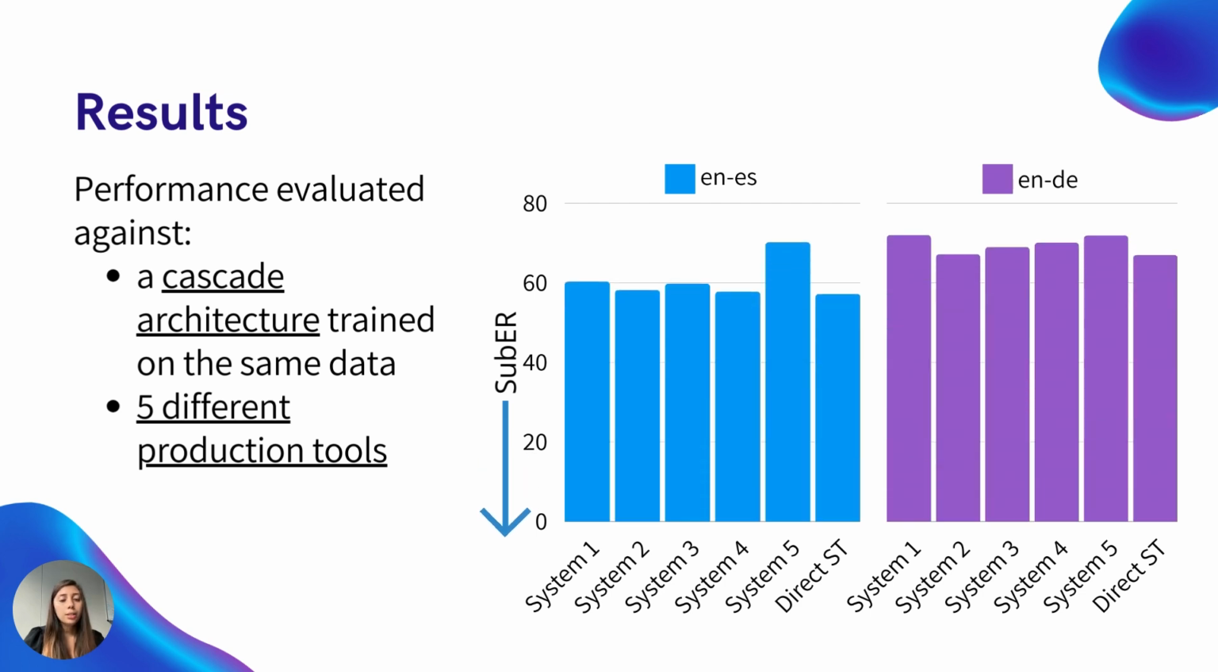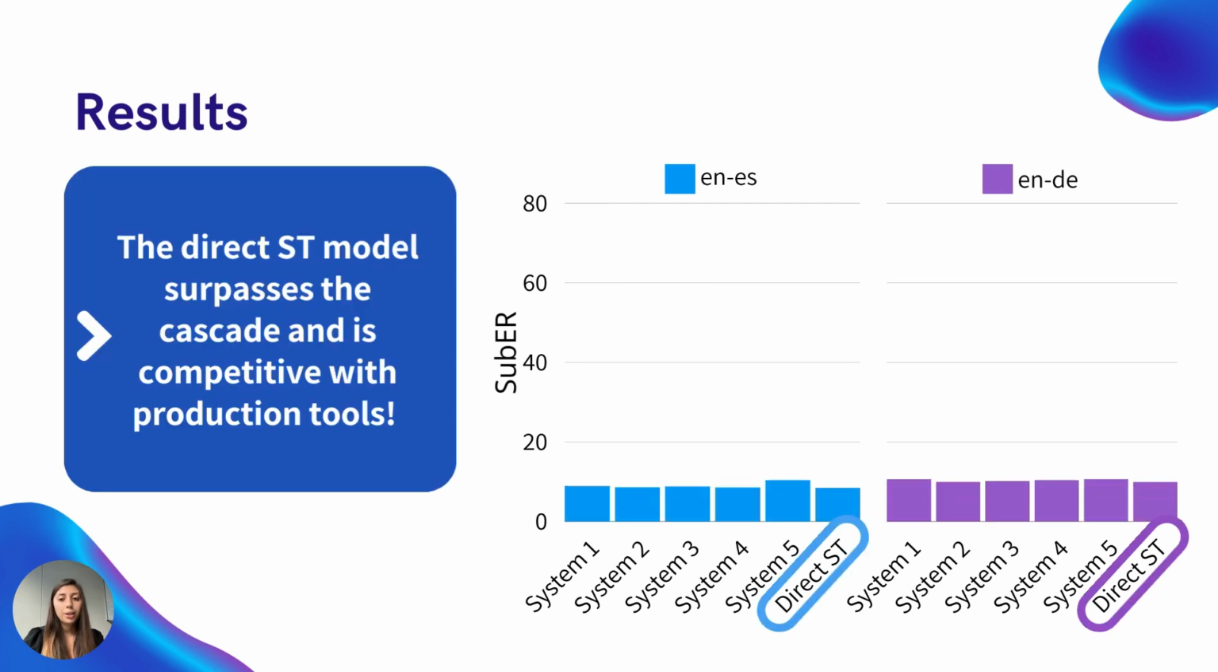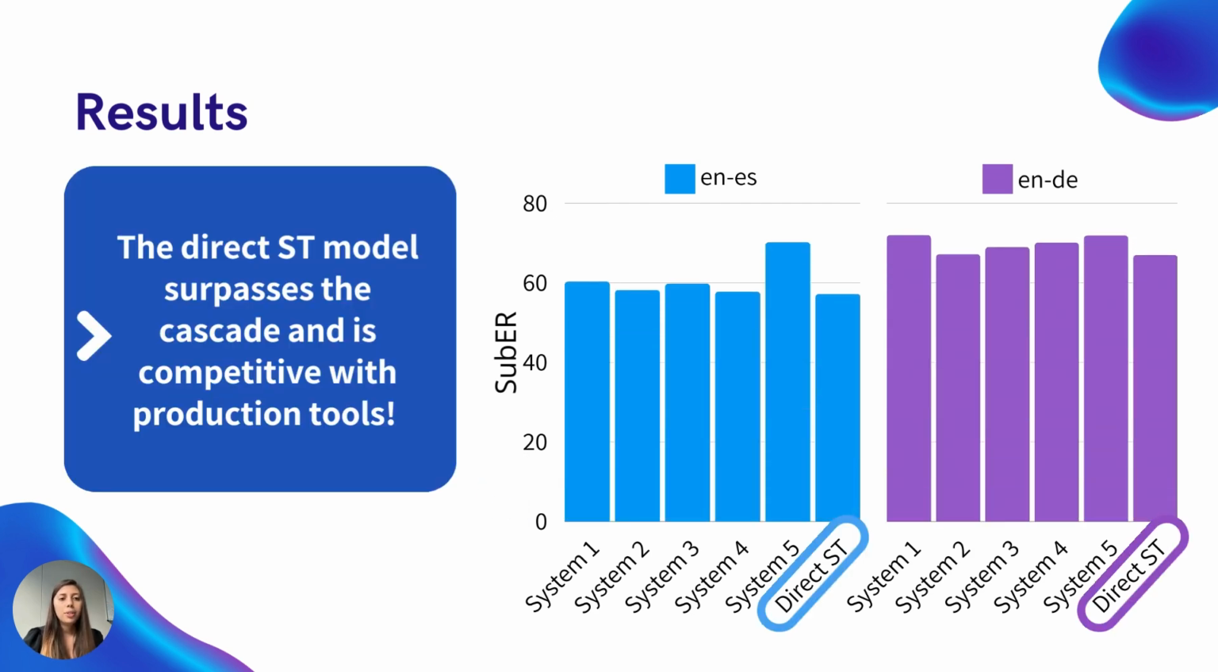If we move to the results, here we have an average of the results over all the test sets that I mentioned. And we measure the results using the SubER, that is an analytic metric for measuring subtitle quality that also accounts for time alignment. The performance is evaluated against a cascade architecture that is trained on the same data, but also against 5 different production tools. And since the metric is SubER, the lower the better, we can notice that the direct ST model surpasses the cascade and is even competitive with production tools.